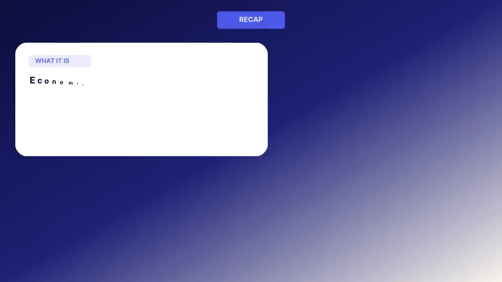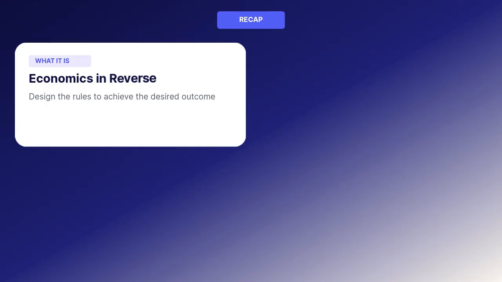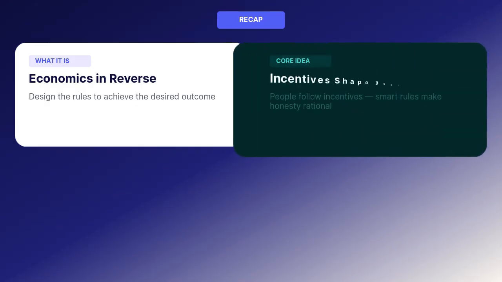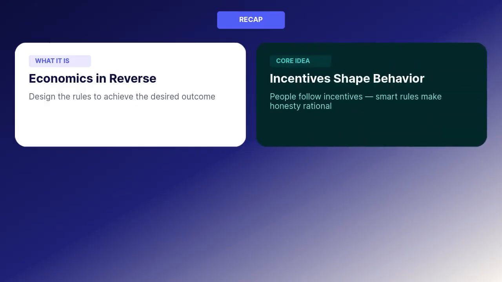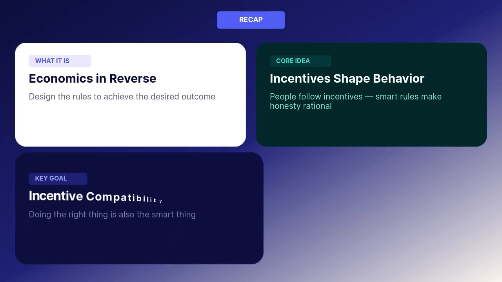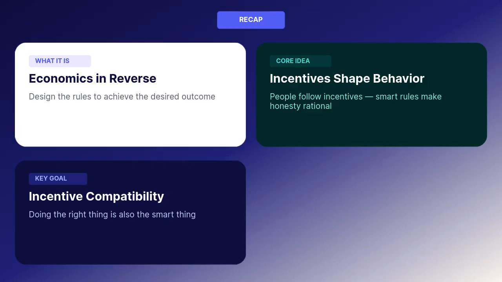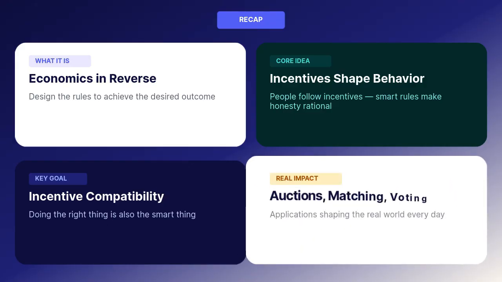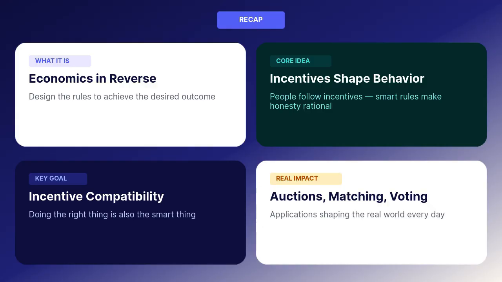Let us recap. Mechanism design is the science of designing rules to achieve desired outcomes. Its core insight is that people follow incentives, so smart rule design makes honest behavior the rational choice. The goal is incentive compatibility. And its applications shape the real world, from online auctions to public policy.